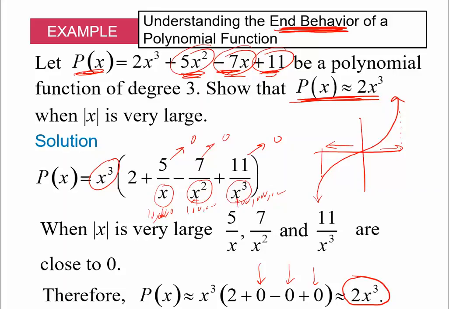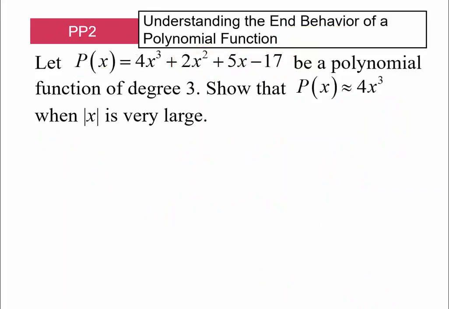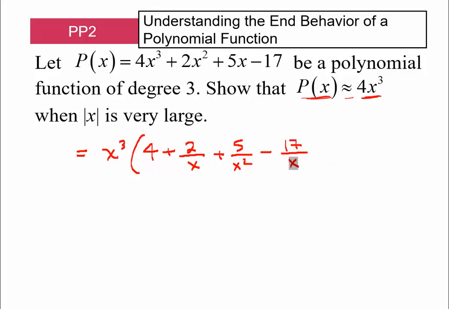Okay, so mathematically speaking, let's see if we can show this. Practice problem number 2. Can you show me that p of x is going to be approximately 4x cubed when x gets very, very large, or when the absolute value of x gets very, very large? Well, here's what we're going to do. We have to factor out the greatest degree. So x to the third, the leftovers would be 4 plus 2 over x plus 5 over x squared minus 17 over x cubed. And then what happens as the absolute value of x becomes bigger and bigger and bigger?